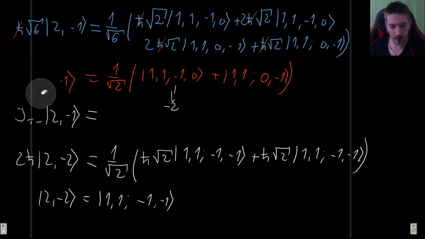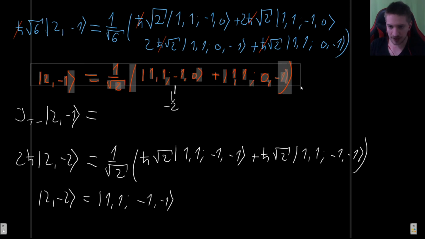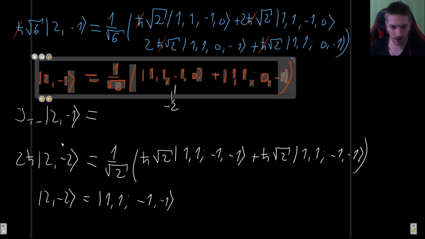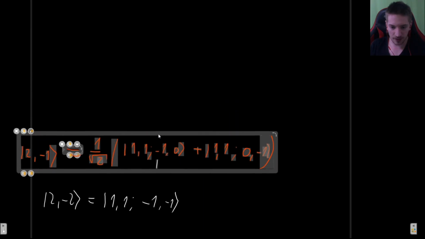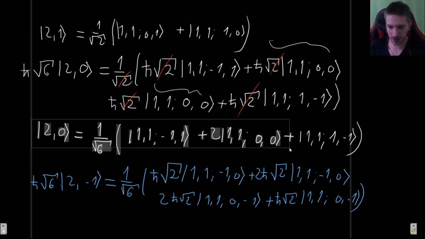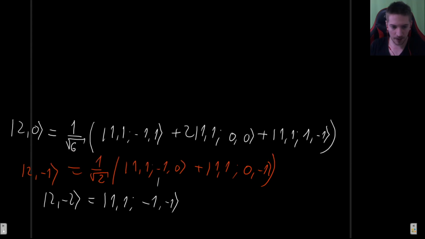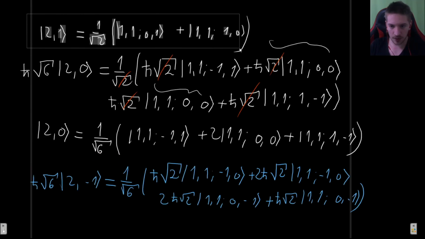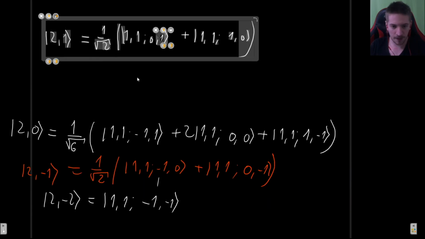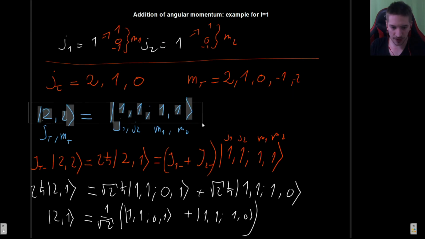Whoops, I did not mean to do that. So let me now just quickly take them all and write them down in this page, so that we can see the result. Just all of them together. So this is |2,-1⟩, then |2,0⟩, which is right here, then we have |2,1⟩, which is right here, and finally |2,2⟩, which is this one.